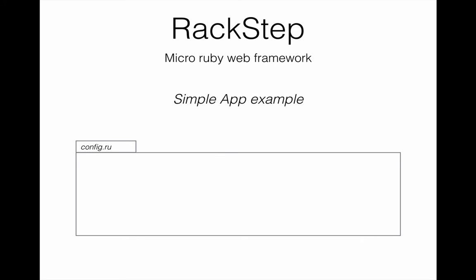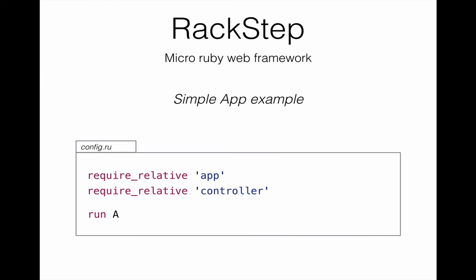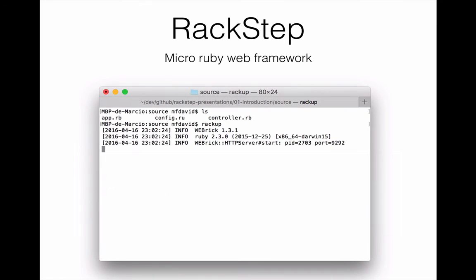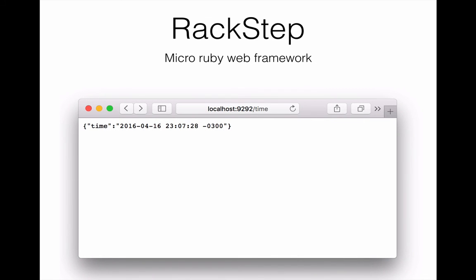In this example, we just need 3 lines of code. In fact, all we need to do is require our other 2 previously created files, and then we just need to tell our server what class implements our application. And that's it! Our first RackStep example is now complete. If we start the server using RackUp, Shotgun, or any other Rack-compatible server, we can go to our web browser and access the server in the /time path, and we will get a JSON response with the current date and time, as expected.